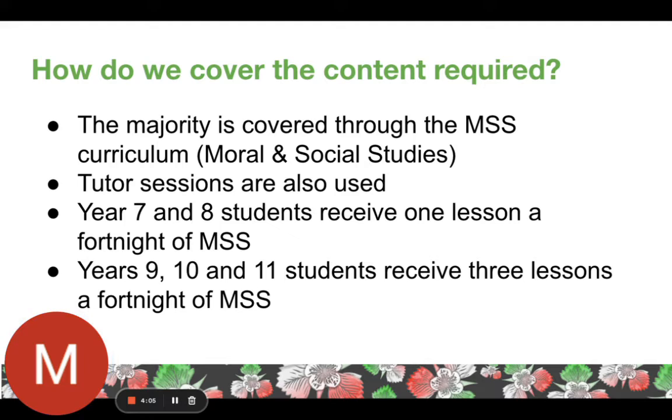In terms of how do we cover this content then here at Wildern, well, the majority is covered through the MSS Curriculum, which stands for Moral and Social Studies, but we do also use tutor sessions regularly as well, and I work with Miss Applegate, who organises the tutor sessions, so we can make sure that the MSS Curriculum and those tutor sessions complement each other and highlight what we need to cover within the RSE. In terms of MSS lessons, Years 7 and 8 receive 1 lesson a fortnight, and Years 9, 10 and 11 receive 3 lessons a fortnight.